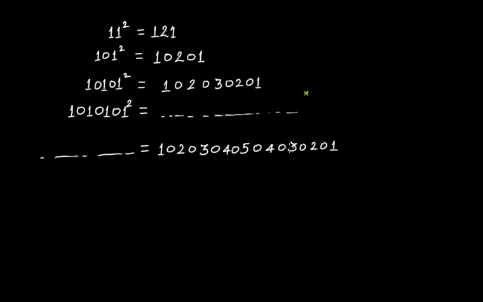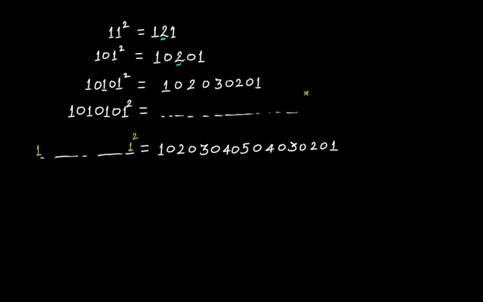Okay, now observe the pattern. The pattern is that you have 2 ones here, then you have 101, you have 10101, you have 1010101. Okay, now it means that this number will also end with 1 on both the sides. This much is clear. And you have to find the square of that. Now this has 2 ones, so you have 2 here. This has 2 ones, so you have 2 here.